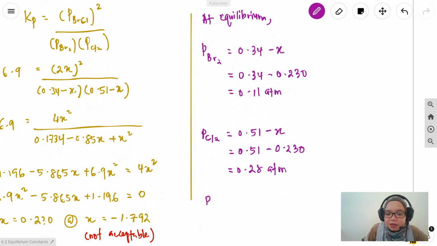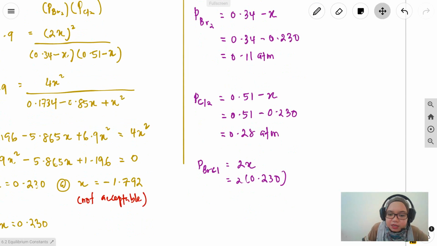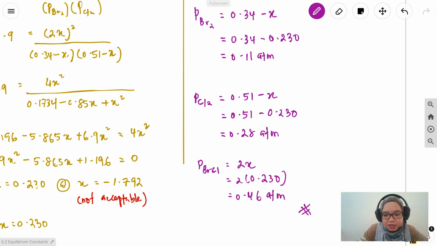For PBrCl, it is equals to 2x. So it is equals to 2 times 0.230, which is 0.46 atm. So this is the final answer for the question. So you will get the partial pressure of BrCl at equilibrium is 0.46 atm. Okay?